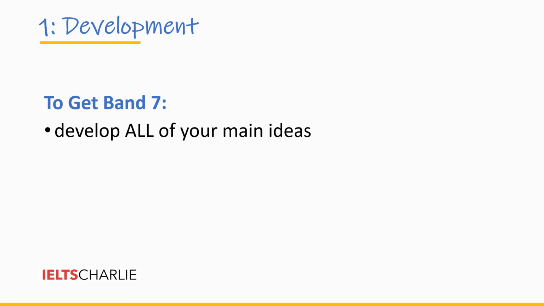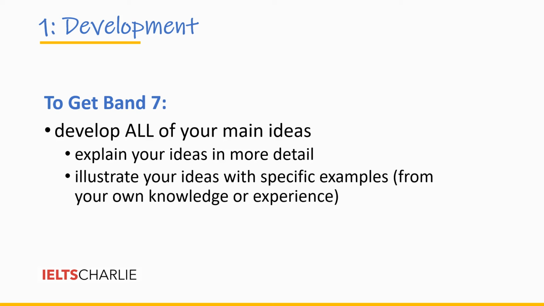They present an idea, they present an advantage or a problem, but they don't really explain it in any detail. So to get a Band 7, you need to develop all of your ideas. That means to explain your ideas in more detail, and also, where appropriate, to illustrate your ideas with a specific example. That's when you get into real detail, ideally using your own knowledge or experience. So that's what we mean by developing your ideas.